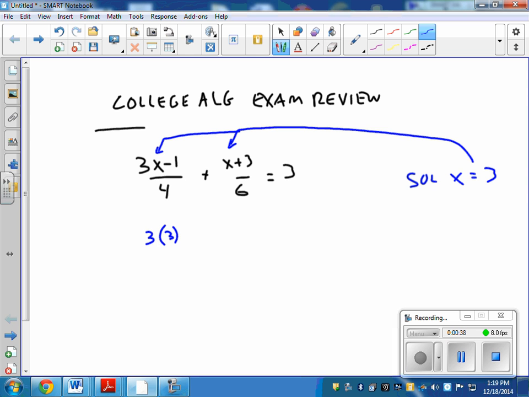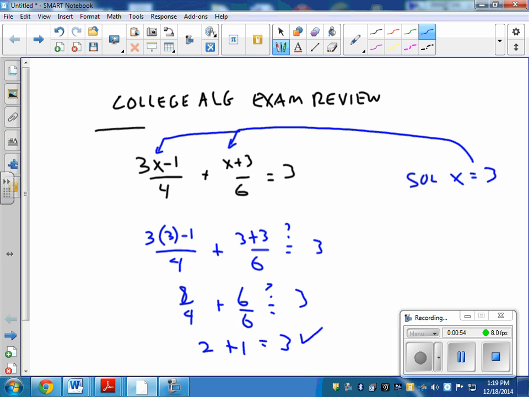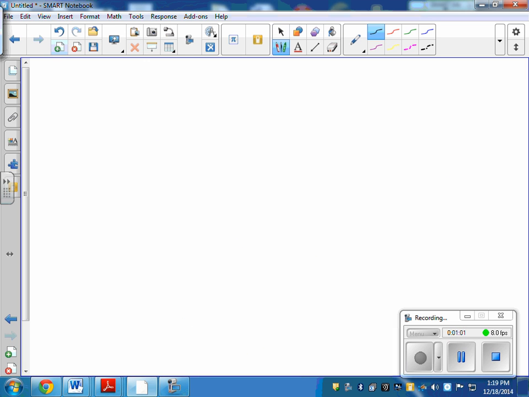3 times 3 minus 1 over 4, and 3 plus 3 over 6 is supposed to be 3. Now let's see if that's true. This is 9 minus 1, which is 8, over 4, and 6 over 6. Is that equal to 3? Sure. 2 plus 1 is 3. Okay, so that's the solution. Let's not worry about what the solution is, but how you might get it.